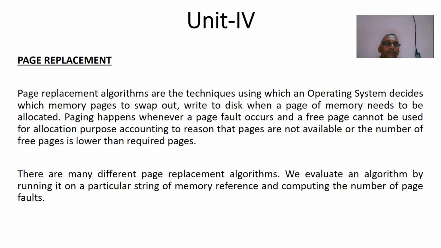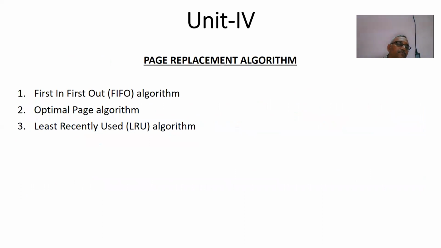A page replacement algorithm looks at the limited information about accessed pages provided by hardware and tries to select which page should be replaced to minimize the total number of page misses, while balancing it with the cost of primary storage and the processor time of the algorithm itself. Next one, page replacement algorithms. They include the first in, first out algorithm, the optimal page algorithm, and the least recently used algorithm, LRU.